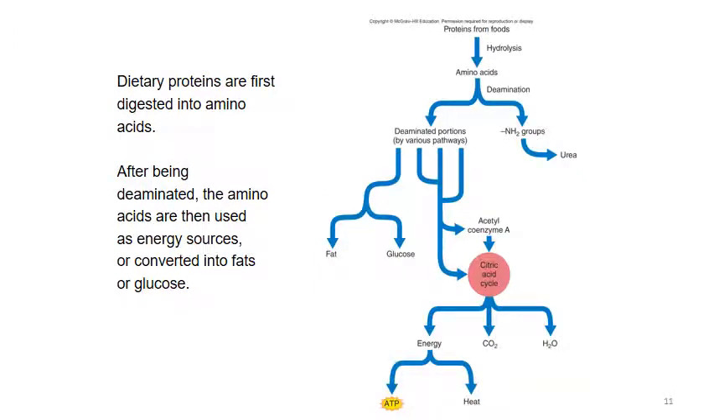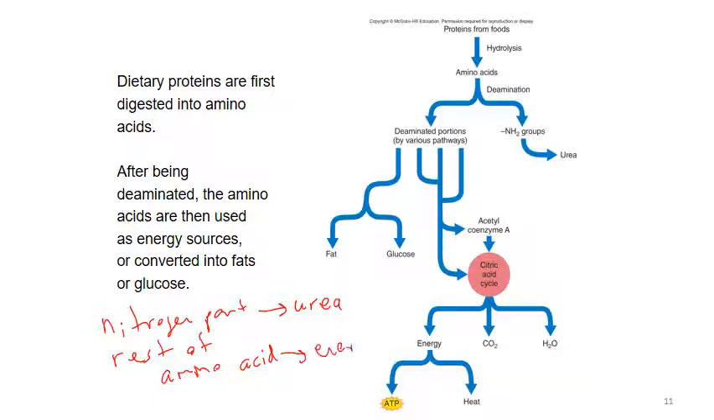So here's just a summary again. Dietary proteins are first broken down into amino acids in our digestive system. So then the nitrogen part, just to make sure that you guys got it, turns into urea, but the rest of the amino acid will go into those steps to give us energy. And so here they labeled the citric acid cycle, where the amino acid parts can go, and we can get ATP from the breakdown of amino acids.